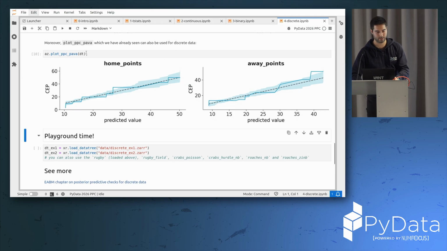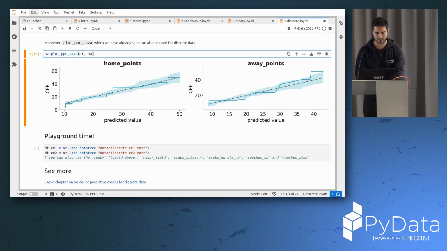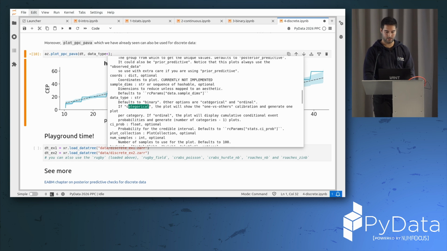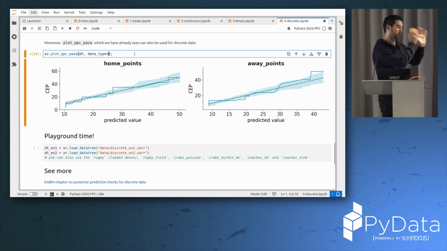I don't have a particular example for this, but it has this argument data type, which can be categorical or ordinal. And it will adapt the PPC PAVA. The main idea is that you'll do one category versus all the others, check the calibration for that, then jump to the second category, calibration of this category versus all the others. This way you can still define this kind of category in the sense that we are predicting this observation is that category. Is it, or is it one of the others? That's what still allows you to build the multiple plots.